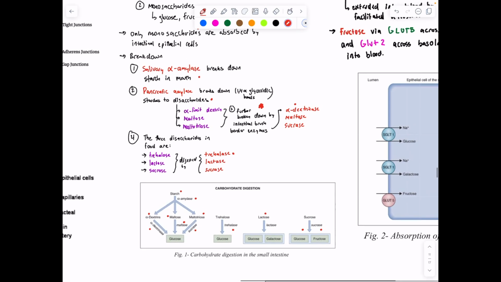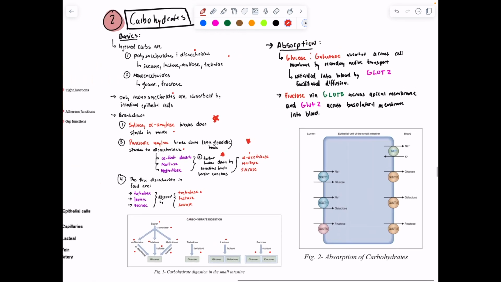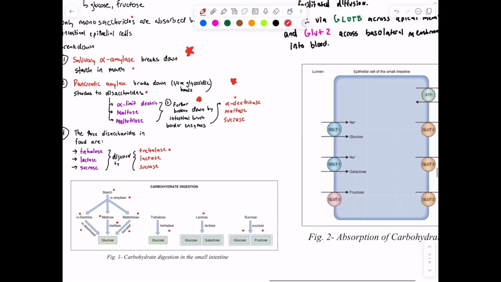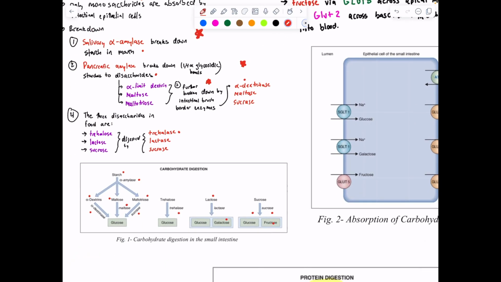But specifically, you have salivary amylase and then the pancreatic amylases in the small intestines. Okay, so the mouth and then the small intestines. Okay, once you have broken down into our monosaccharides, glucose, galactose, fructose, then you can start to do absorption.